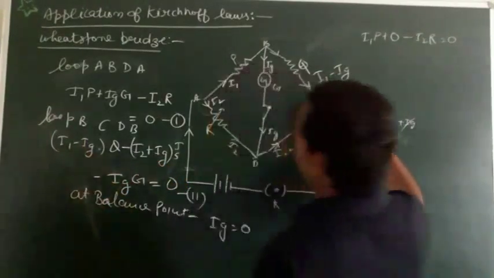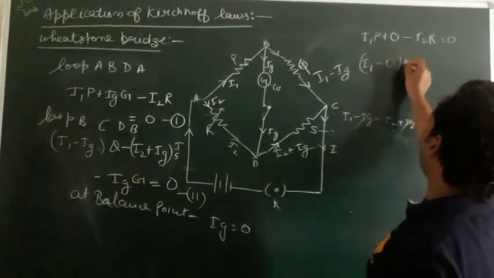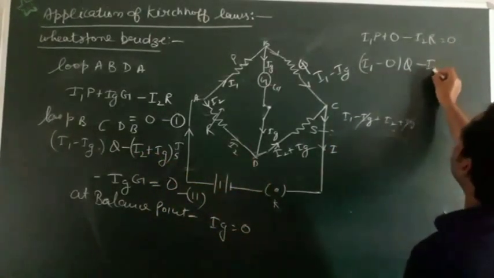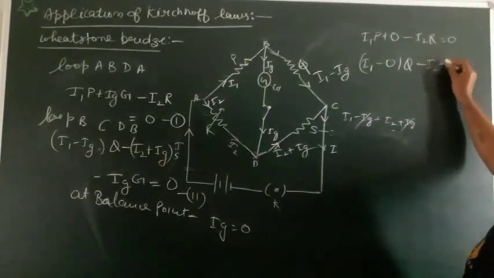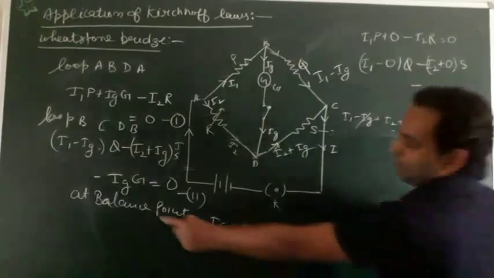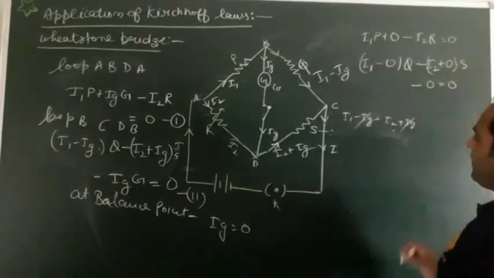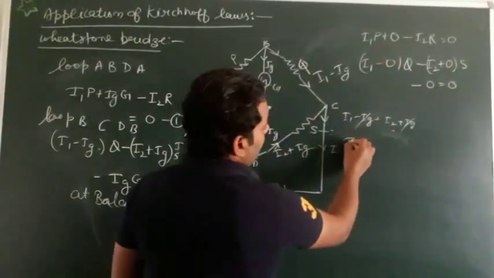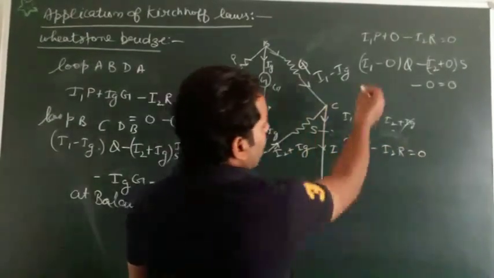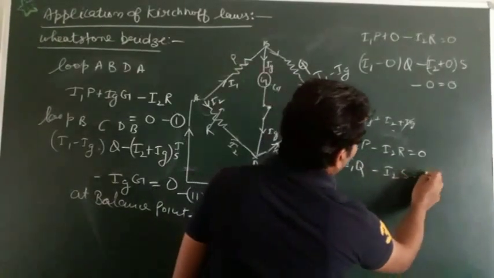Now put Ig as 0. If we put Ig 0, it comes out to be I1 minus 0 into Q, minus I2, plus 0 into S, minus, here also Ig 0. If Ig is 0, then the whole term is minus 0, equal to 0. Now adding them, where do we reach? Here it comes out to be I1P minus I2R equal to 0. And here it comes out to be I1Q minus I2S equal to 0.